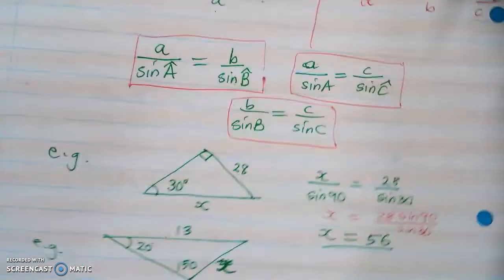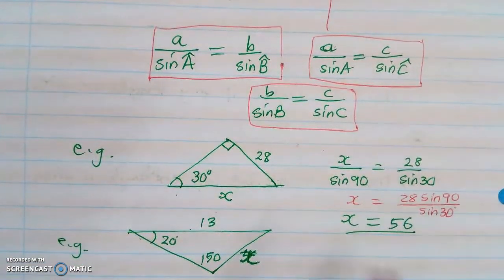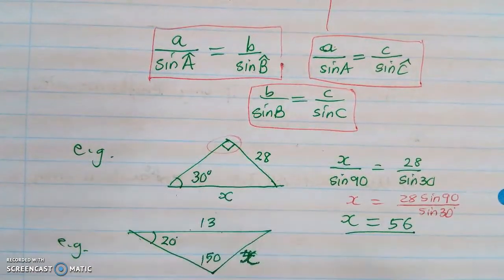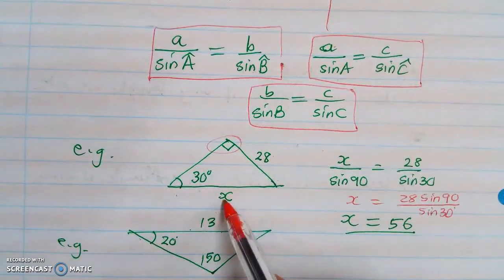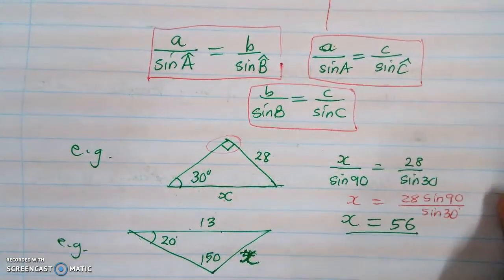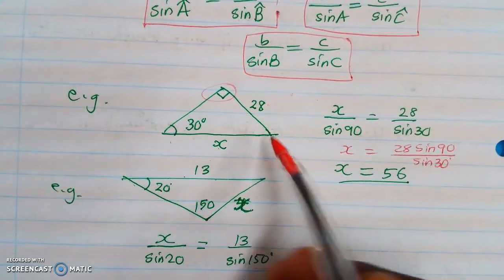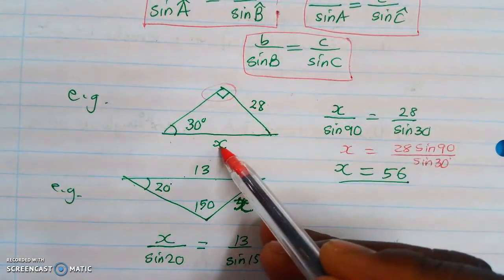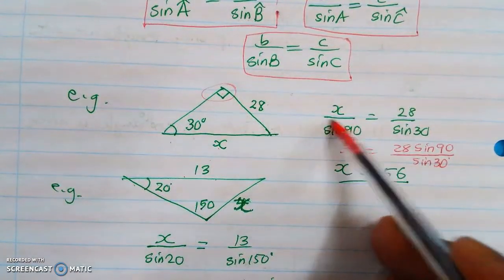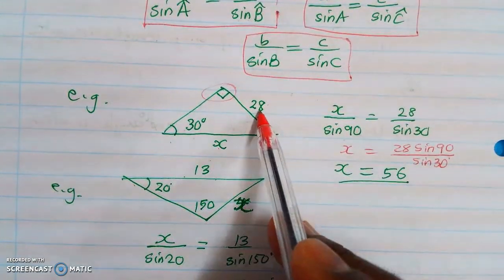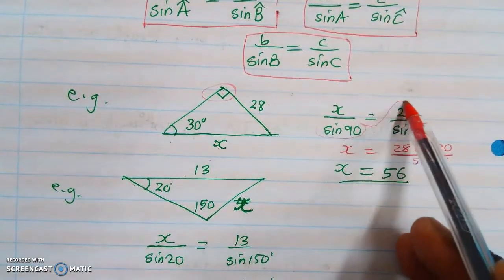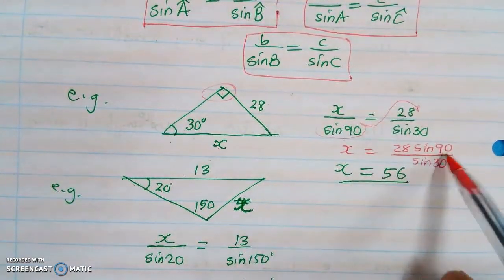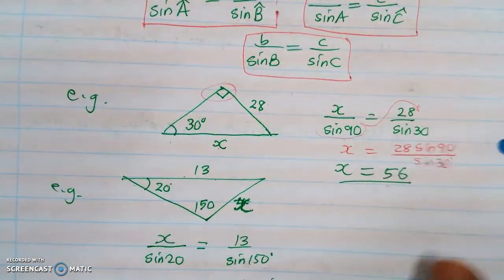Now let's look at this example. Because there's a 90-degree angle here, you are not necessarily required to use the sine rule. You can just use opposite over hypotenuse, which is the sine formula. But just to check if it works, the length we're looking for is facing 90, so x over sine 90 equals 28 over sine 30. Then we make x the subject, and we just use a calculator to find that.